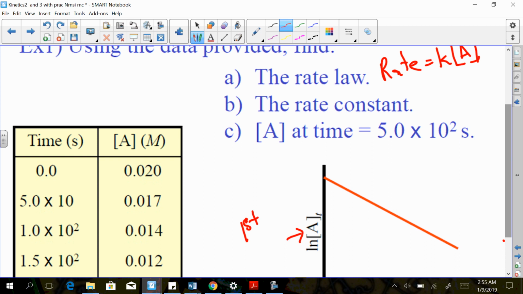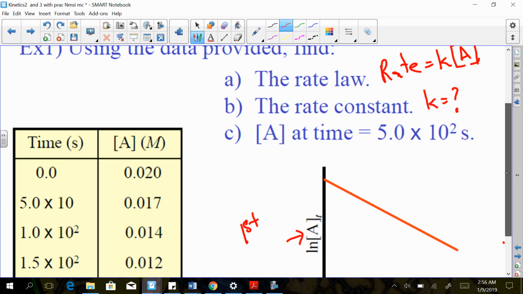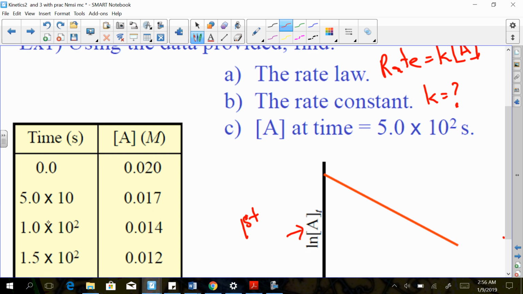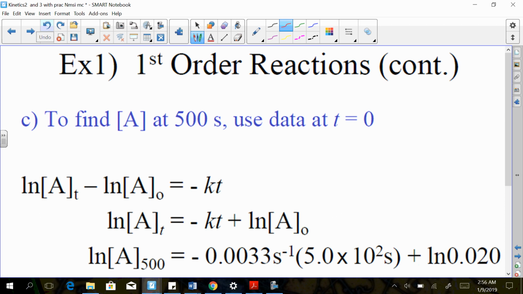Now, the second thing I need to do is find the rate constant. My rate constant is K. I don't know what K is. To find the rate constant, I can do a couple of things. If I'm given the rate and the concentration, I can just solve for K. If I come over here to my data table, I have my concentrations at different times, but I do not have the rate. So what I need to do is go to the next slide.